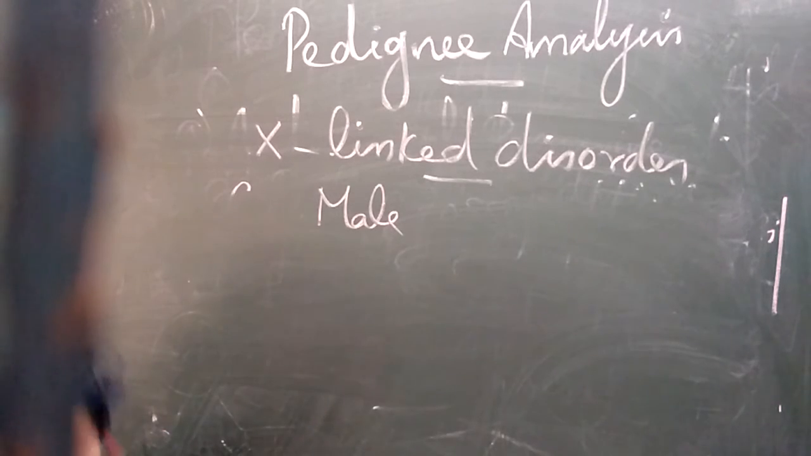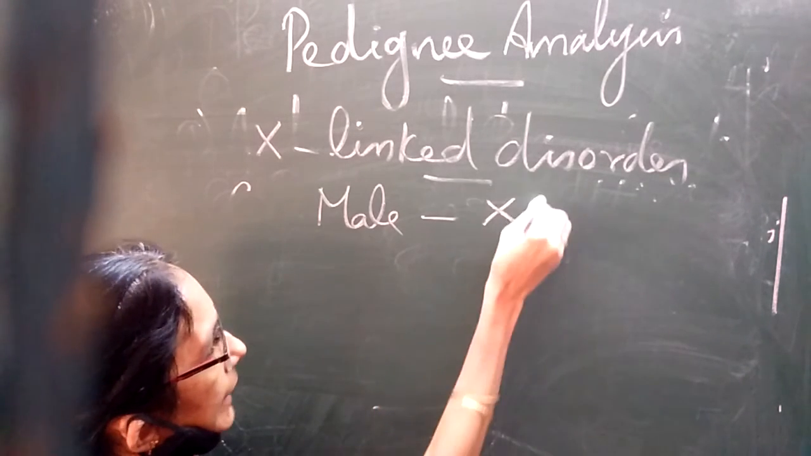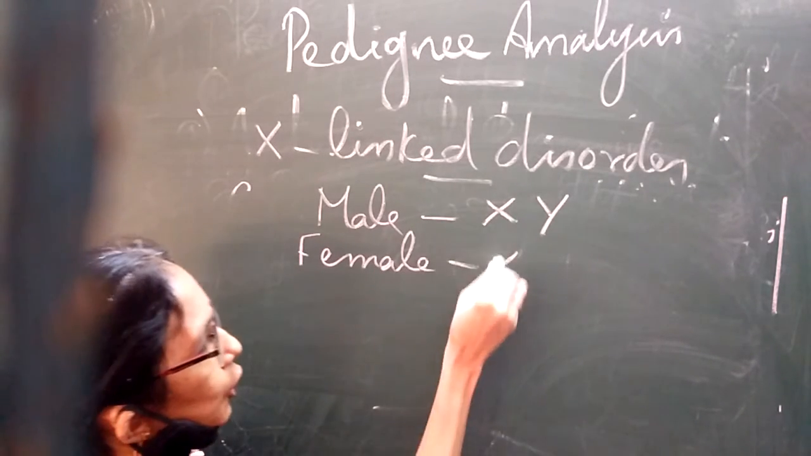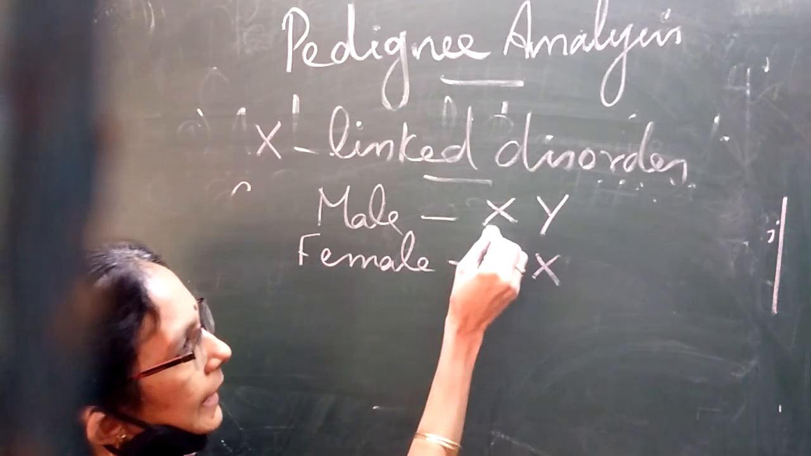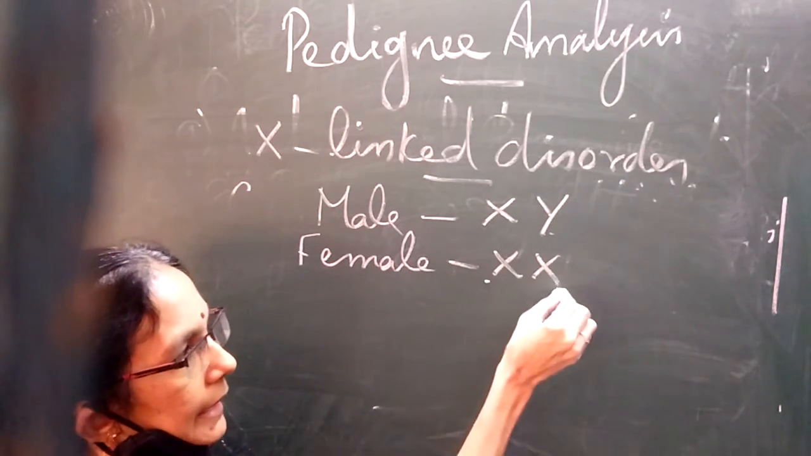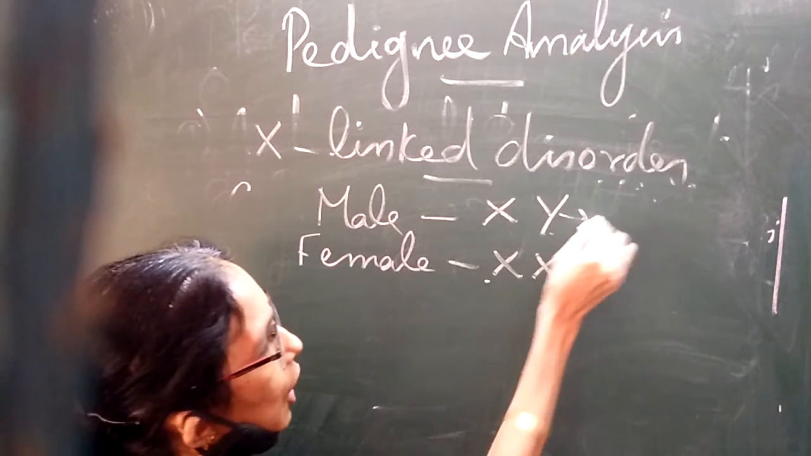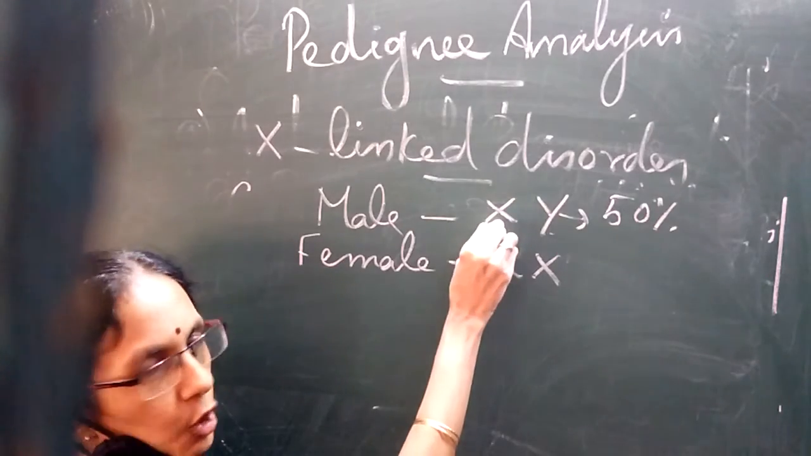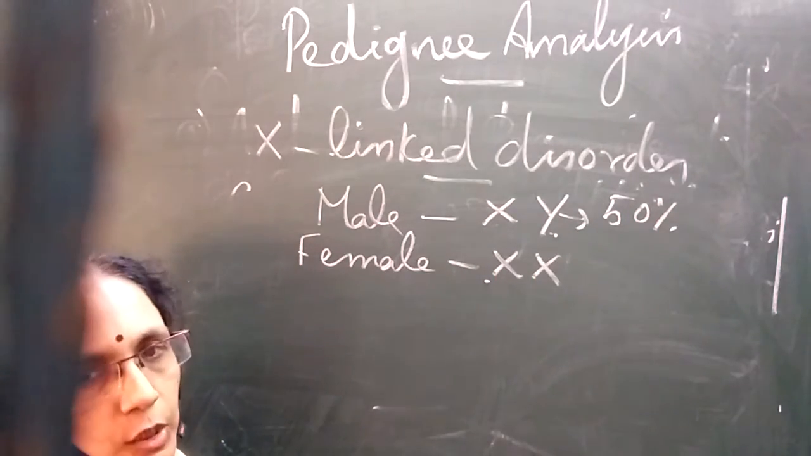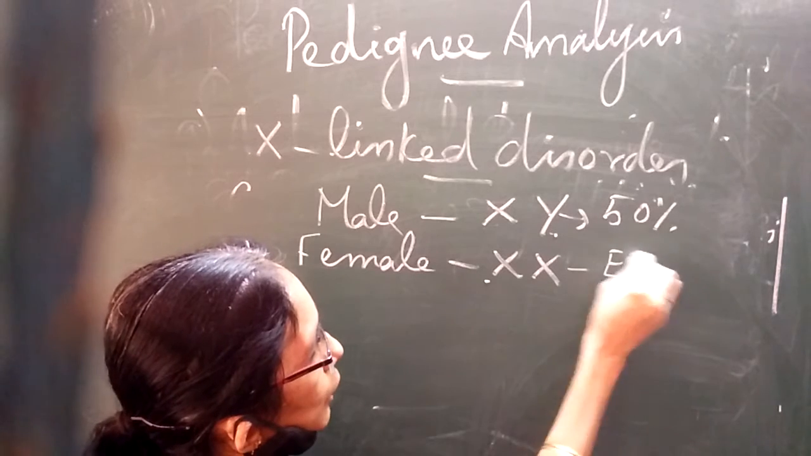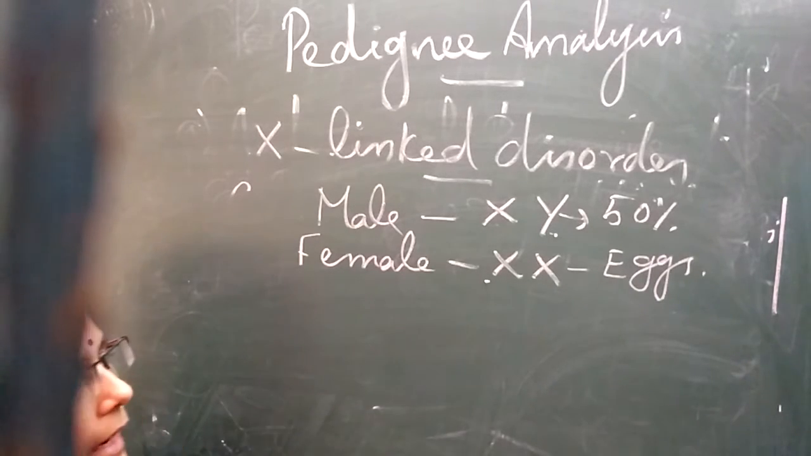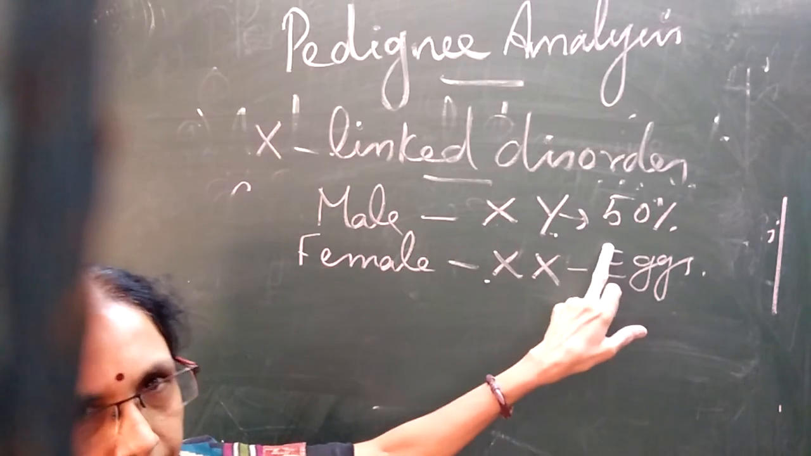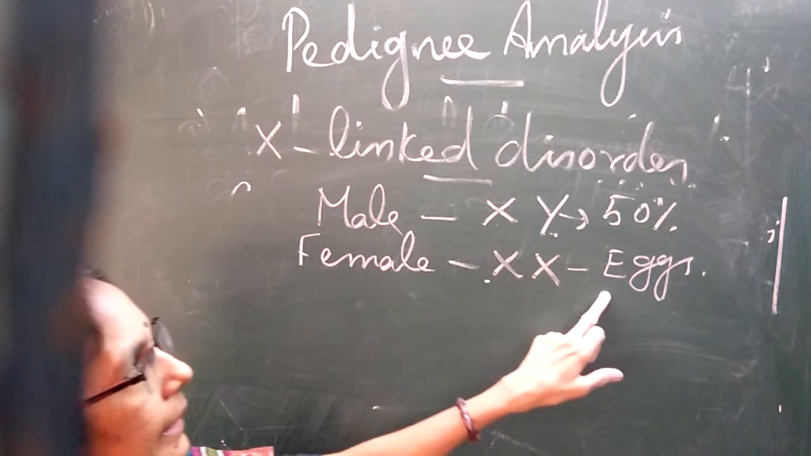Why is male affected? Because male is having XY chromosome. Female is having which chromosome? XX chromosome. Here male is heterogametic, and female is homogametic. In case of male, 50% of sperm has X chromosome and the other 50% has Y chromosome. But in case of female, all the eggs have only X chromosome. So male is heterogametic, female is homogametic.